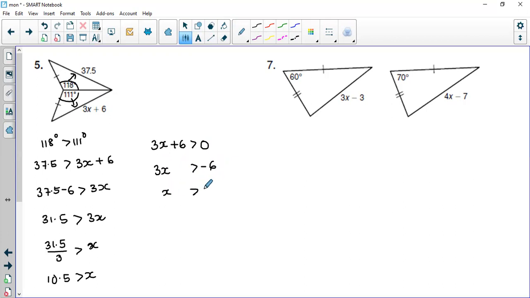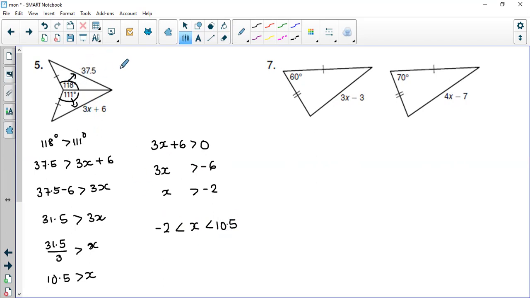X is going to be greater than negative 2 because negative 6 divided by 3 would give you negative 2. Now here, why can we consider negative 2? Because we are talking about the length, right? So x has to be any number which is greater than negative 2. So it could be any positive number. We can take any positive number for representing the value of x. So to write the inequality, you will start with negative 2 less than x less than 10.5.